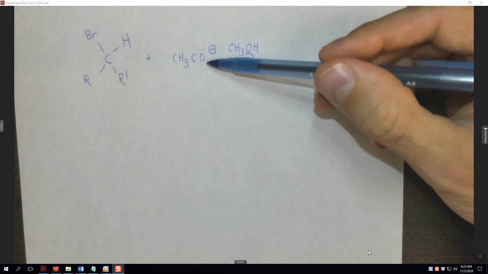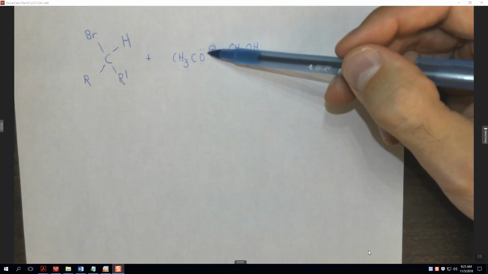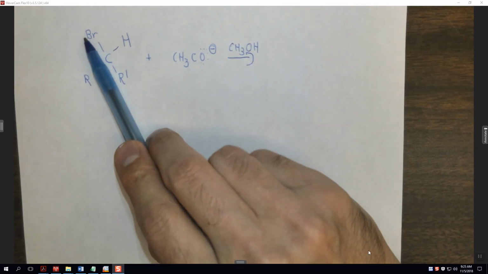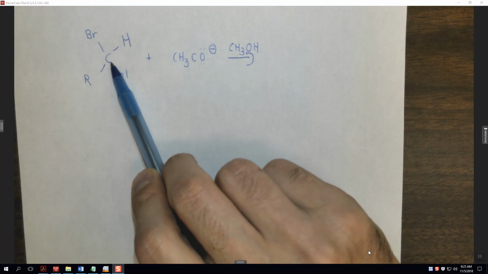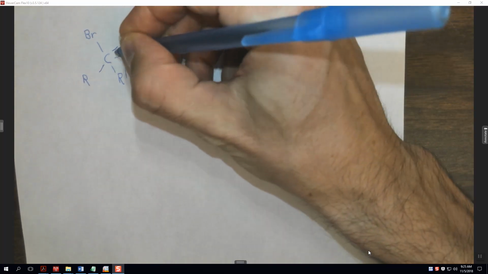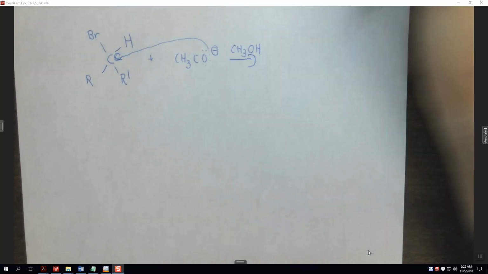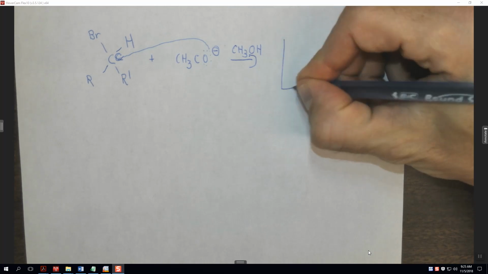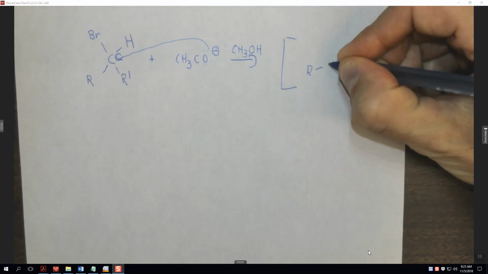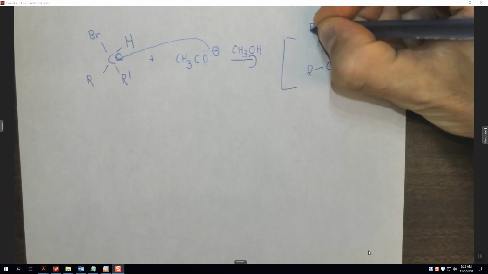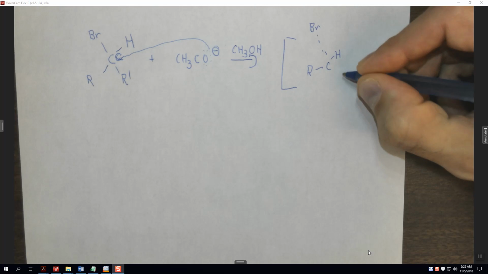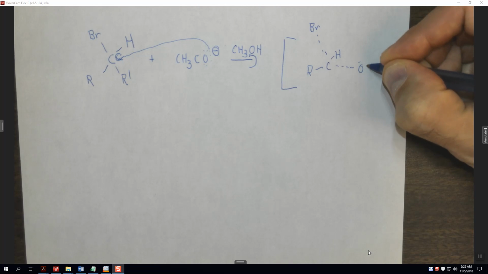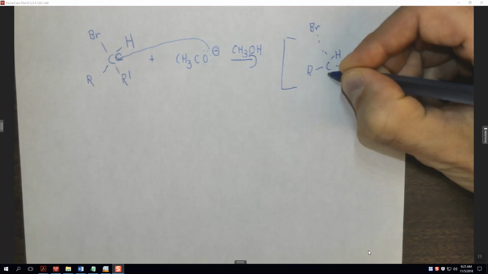So in this case, we're going to focus on the substitution reaction, and methoxide is going to act as a nucleophile. Well, this bromine is partially negative and this carbon is partially positive. So this negative methoxide can attack the carbon attached to the alkyl halide. And what you end up with is this transition state where you have R bonded to C, you have Br leaving, you have H, you have methoxide attacking, and you have R prime.